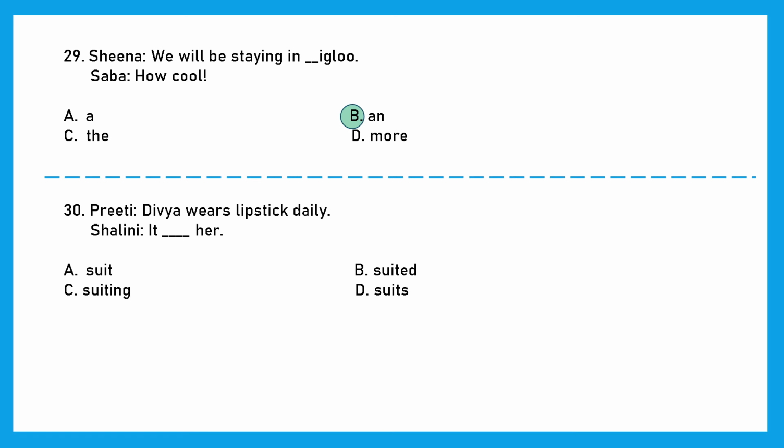Question 30. Preeti, Divya wears lipstick daily. Shalini, it's dash her. Okay. It suited her, suiting her, or suits her. Here we are saying it. That means it is a singular pronoun. And with singular pronoun, we use plural verb. So here the right answer should be D, suits. It suits her.